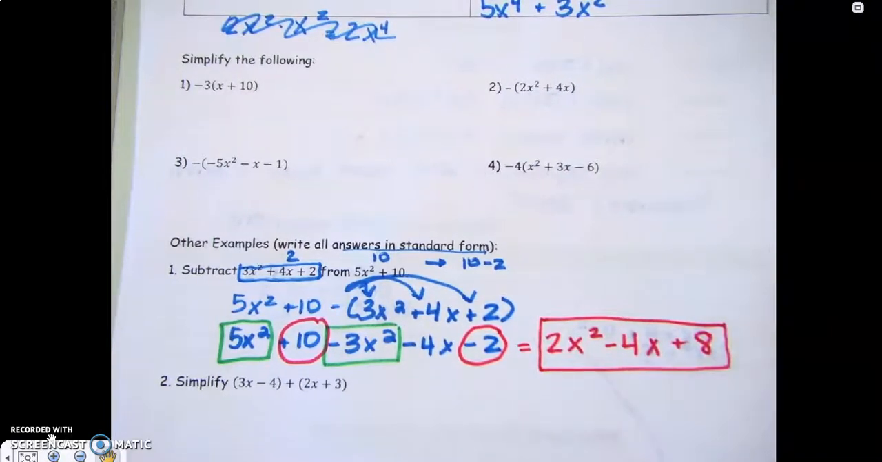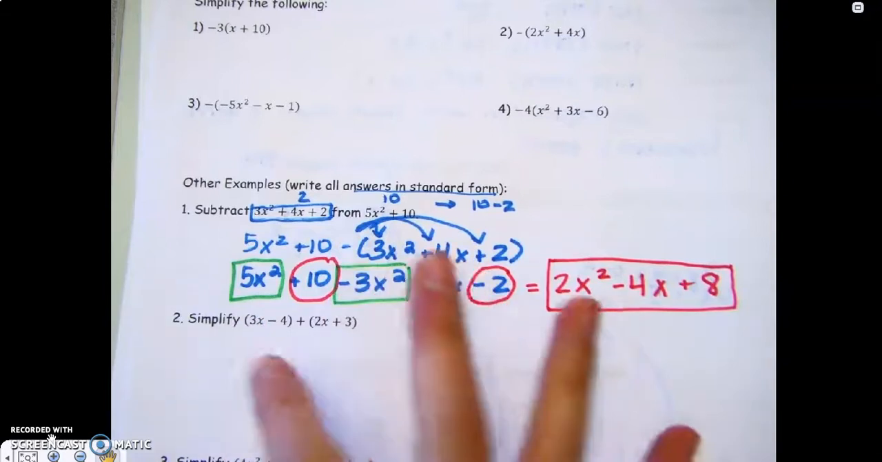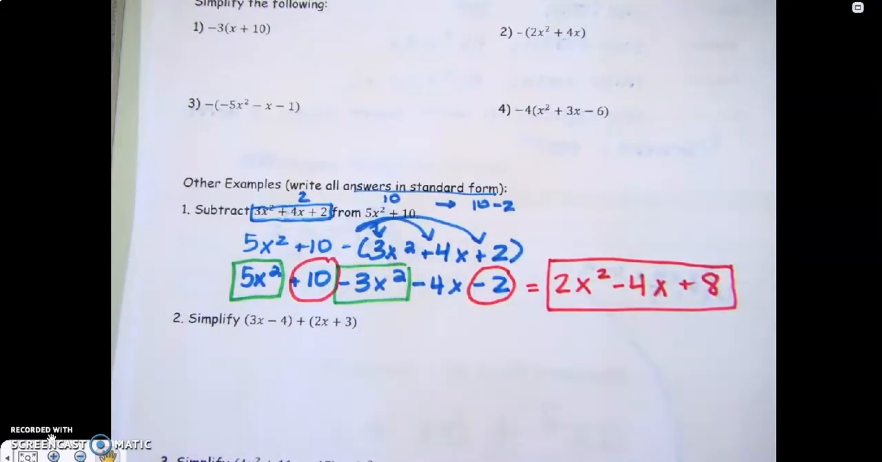So when it says standard form, that just means decreasing exponents. The rest of these examples are really just simple. You're going to do the operation indicated, and you can only combine your like terms.